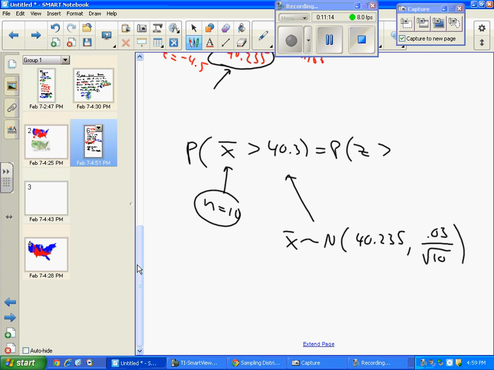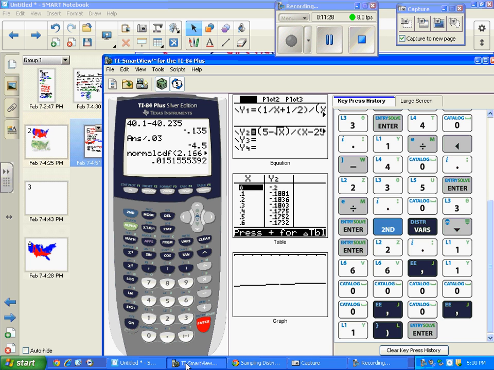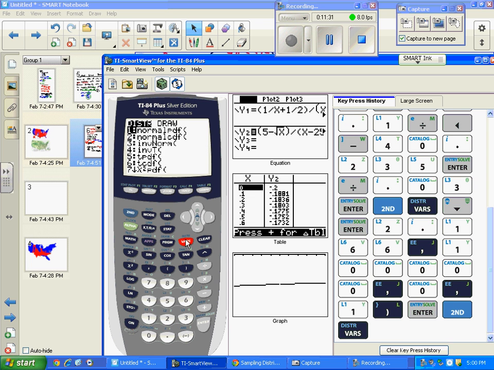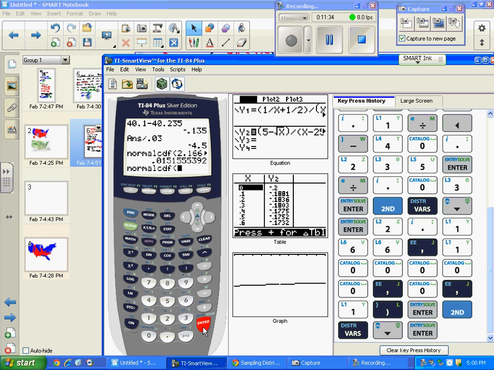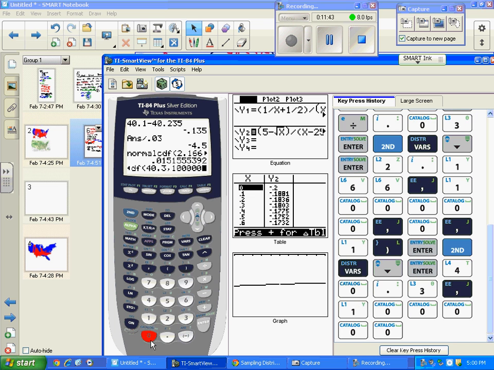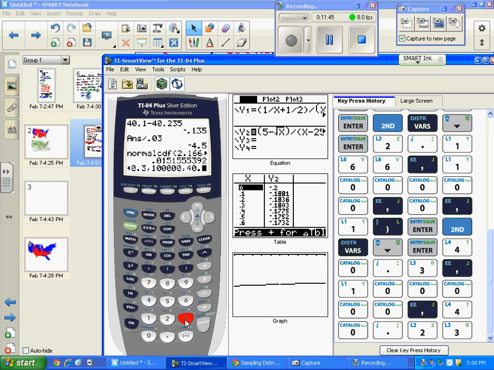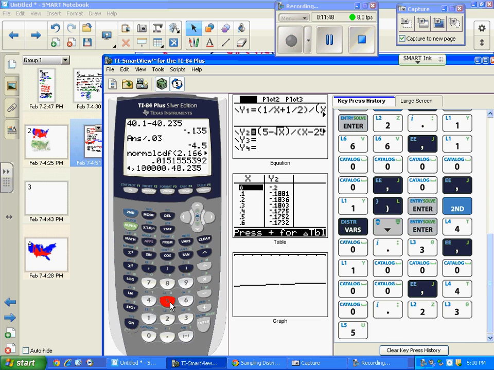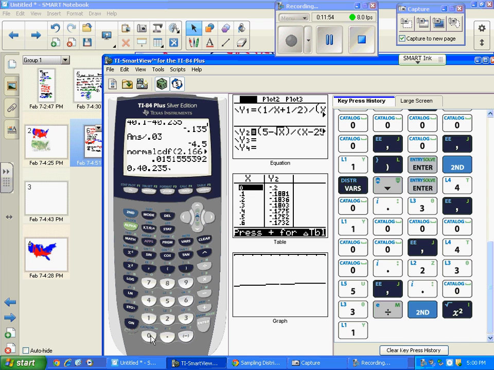Let's finish this off. So this is going to be 40.3 minus 40.235, divided by 0.03 over the square root of 10. And that's what we're going to find the area of. I'm going to do a normal CDF to get that to work. So second distributions, normal CDF. You'll notice I didn't calculate that z-score, so I'm going to do this. I'm worried about the area being bigger than 40.3, up to some massive number, comma, the mean of the distribution is 40.235. So when you don't use a z-score, you can type in the actual mean. And the actual standard deviation will be 0.03 divided by the square root of 10.